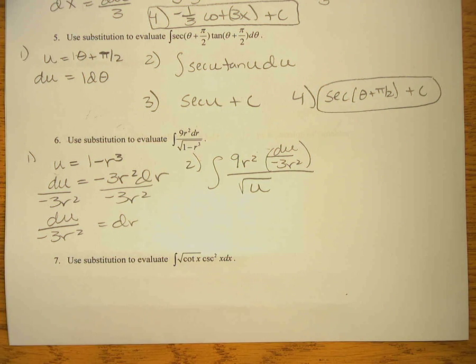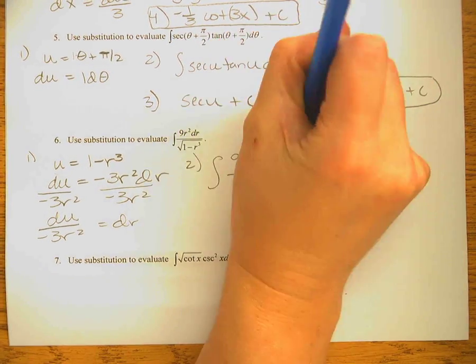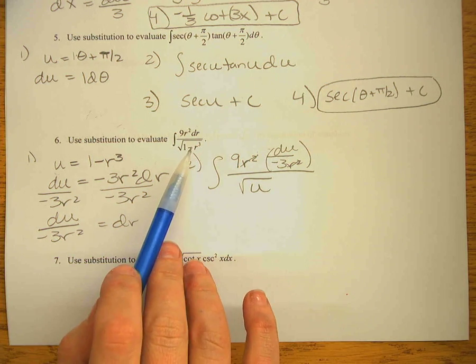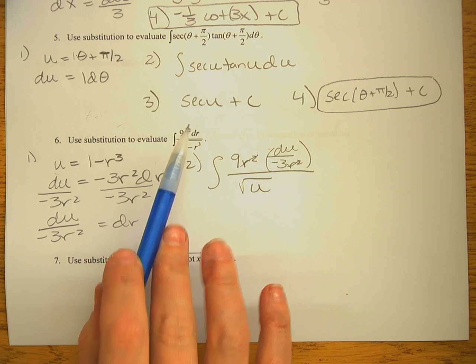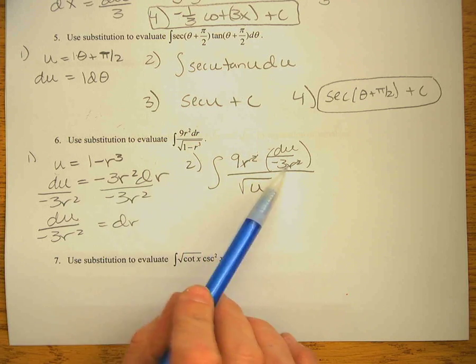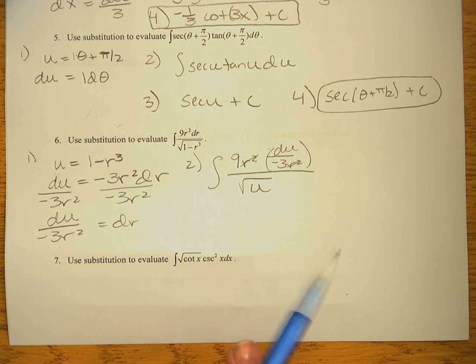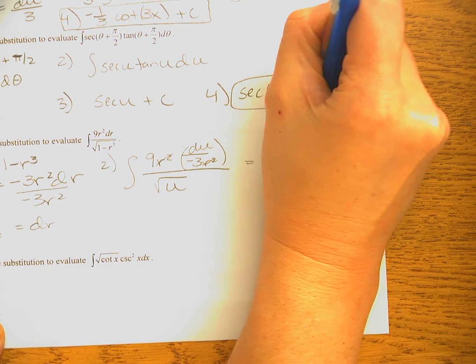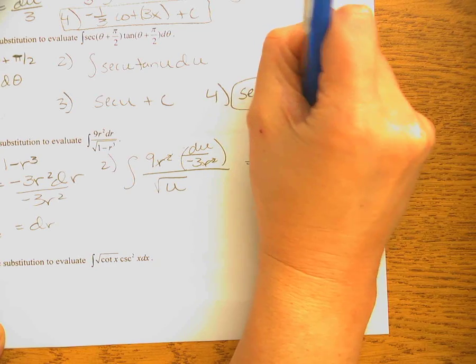Now remember, I can't integrate until all the r's are gone and only u's and du's remain, and there can be constants in there too, constant multiples, which is exactly what's going to happen, because these r squareds are going to cancel, which is perfect, which is why I chose r cubed to be u instead of r squared. And then the 9 divided by negative 3 will become negative 3. So then I end up with negative 3 du divided by the square root of u.